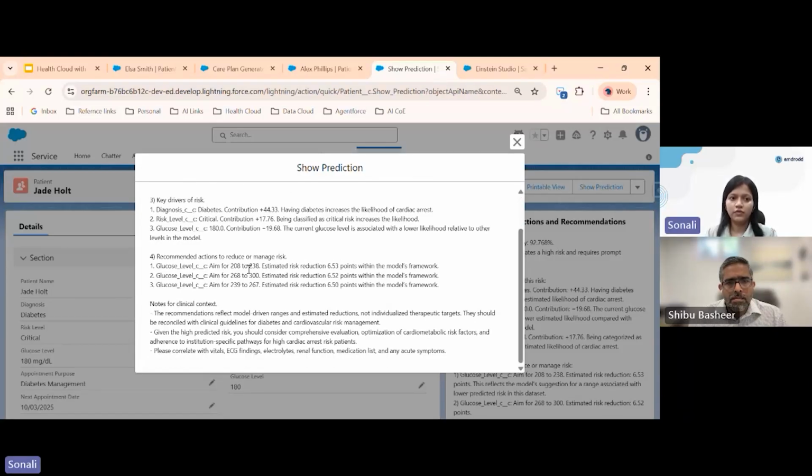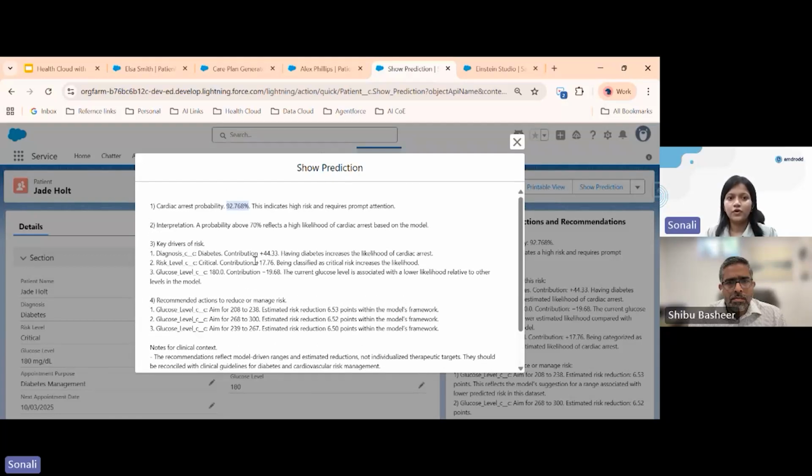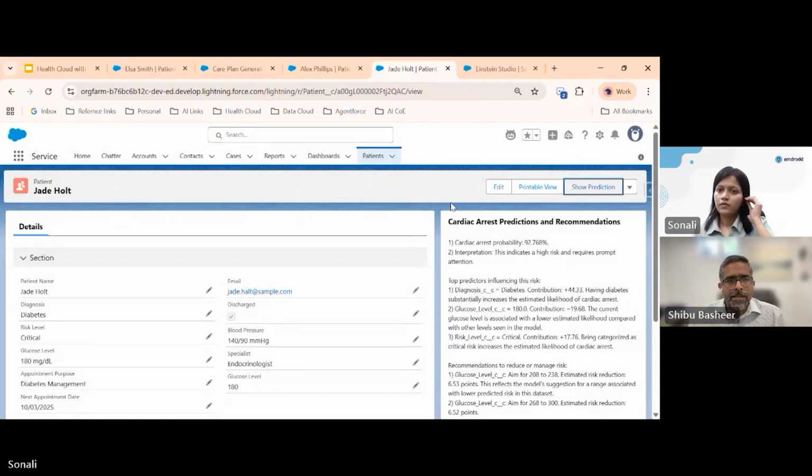And the key benefit is that it also gives the contribution, like how much the diagnosis, risk level, and glucose level are contributing to calculating this probability. So these are all the configurations or enhancements, the AI capability that we can leverage here. Yeah, so that's how this tool works in the Salesforce Health Cloud system.